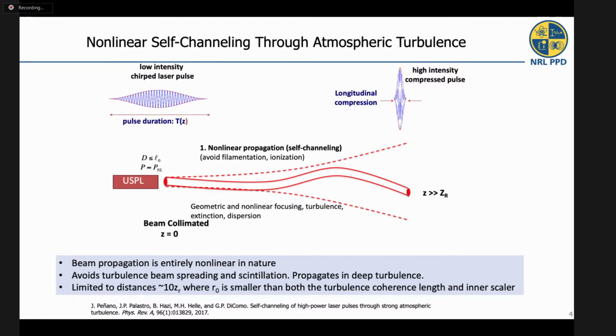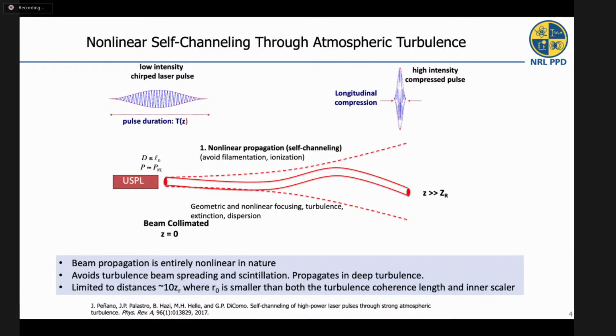And what turbulence does is it introduces phase fluctuations across the phase front of that beam that seed instabilities that cause the beam to break up. And typically this is seen as breaking into many filaments downrange.